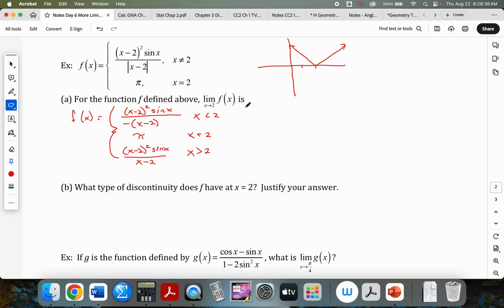So now, if we look at the limit as x approaches 2 from the left of f of x, one of these x minus 2's is going to cancel, right? Because everywhere except at 2, that's equal to 1. So that'll be 2 minus 2 is 0 times sine of 2, still 0, over negative 1. That's 0.